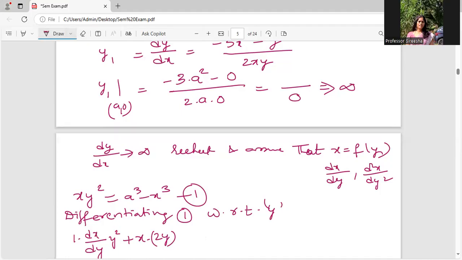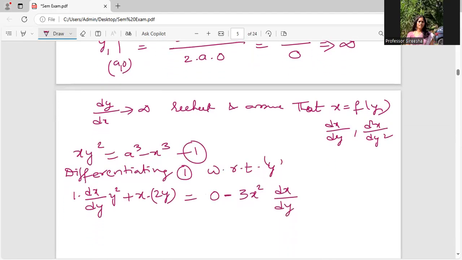This is equal to 0 minus x cubed derivative, which is 3x squared, but x is a function of y, so dx by dy remains as it is. Now I'll collect the coefficients of dx by dy. So I'll have y squared, and if I bring minus 3x squared towards my left, it would be plus 3x squared. Those two would be the coefficients of dx by dy.